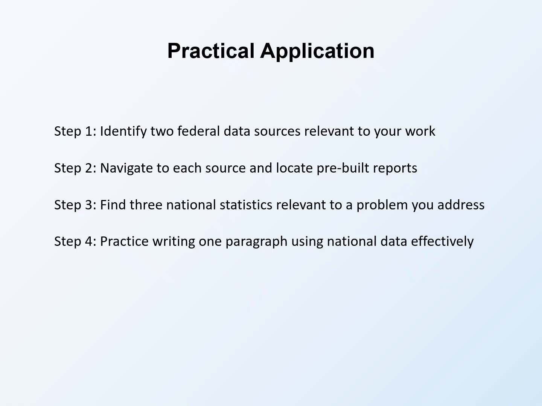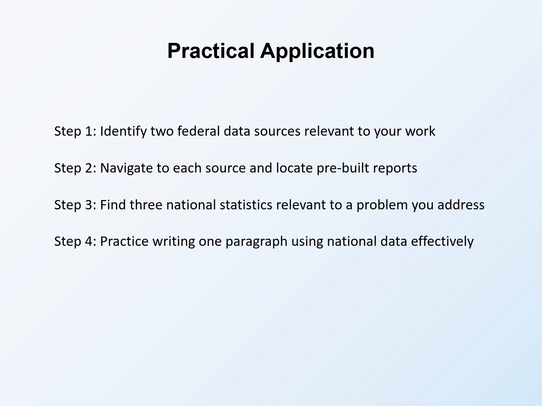Step 1. Identify 2 federal data sources most relevant to your organization's work. If you address health issues, these might be CDC and Census. If you address employment, these might be BLS and Census. If you address education, these might be NCES and Census. Step 2. Navigate to each source and locate their pre-built reports, fact sheets, or quick statistics features. Find where they make data easily accessible without requiring complex queries. Bookmark these locations for future reference.